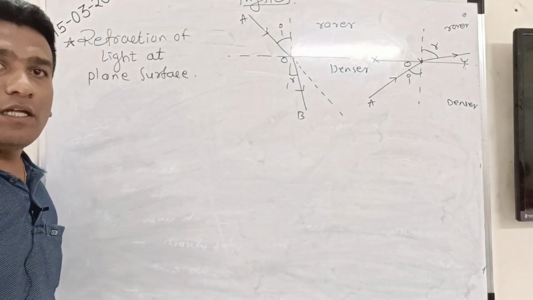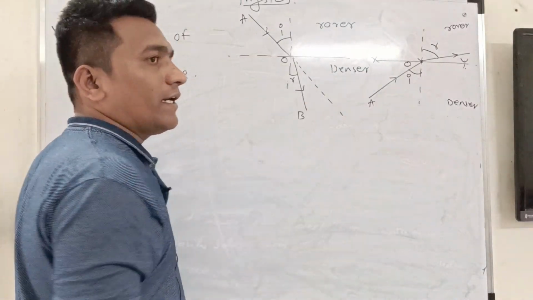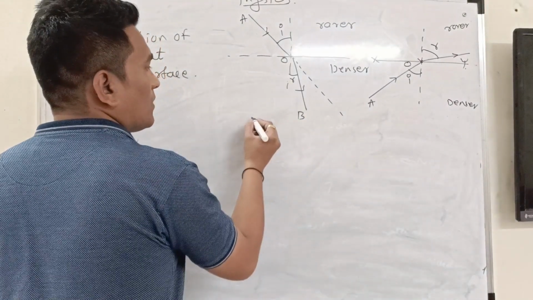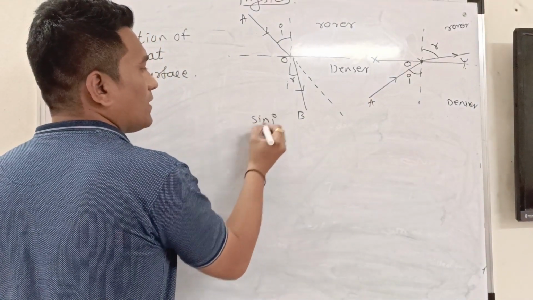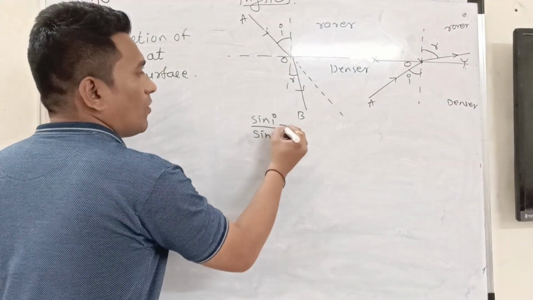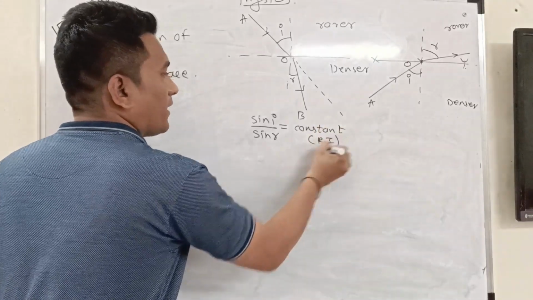Based on this, we have seen the laws of refraction of light. First, the incident ray, normal and refracted ray lie in the same plane. And second, the ratio of sine of angle of incidence to the sine of angle of refraction always remains constant, and that constant is called the refractive index, correct?